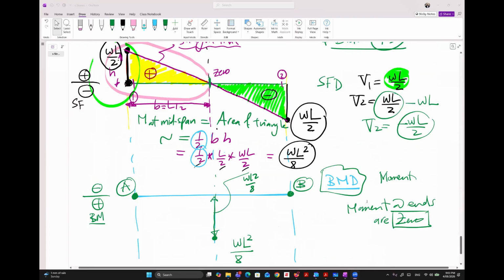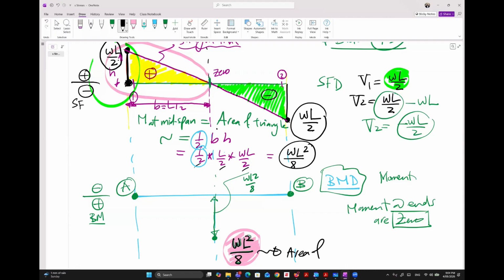So, are you okay now, guys? Are you okay with the value? What you need to know is the value. I just tried to give you some idea where this comes from, but actually you will not be asked how we can derive this value. So if you can memorize the value, it's okay. What is the value again? WL squared divided by 8. This value comes from the area of the shear triangle.